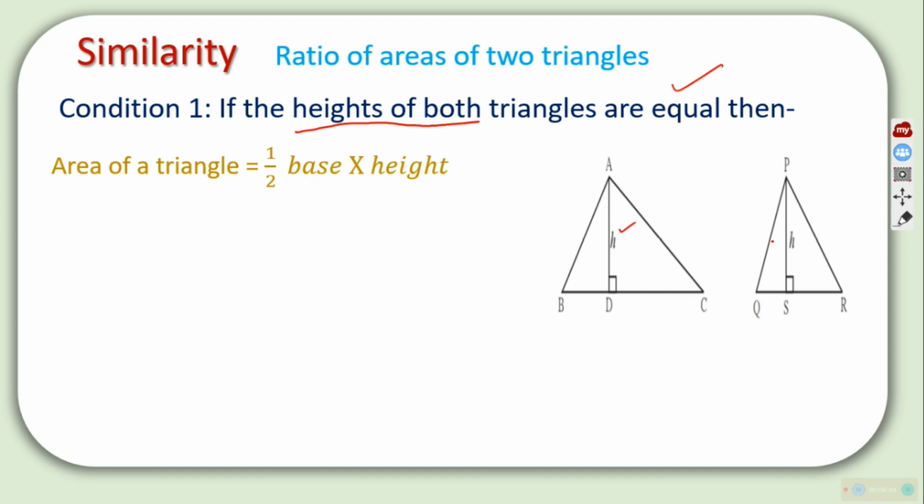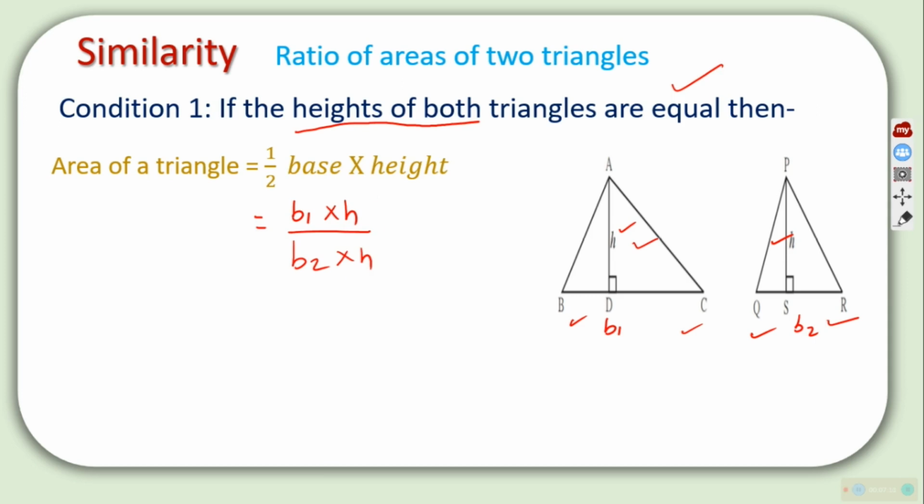H here, H here. What is different then? BC is different from QR. So then what do I have to write? I will continue from here. Then I know that it is B1, let this be B1 into H, because H is given, B1 is different, and B2, let this be B2, and into H.